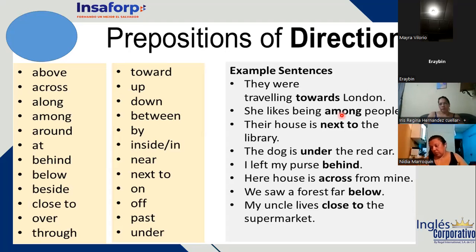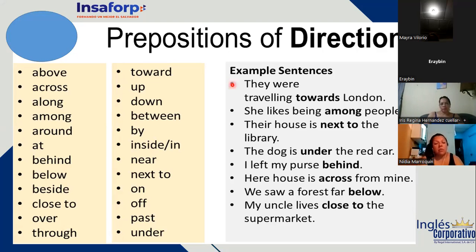So if someone asks you, how do I get to Galerías? If you are at the Savior of the World, what are you going to say? You will have to use prepositions of direction. Why? You will have to give some instructions to someone to get to the place. And here we have some prepositions which are very, very common in directions. We have the first one, which is above, across, along, among, around, at, behind, below, beside, close to, over, through, toward, up, down, between, by, inside or in, near, next to, on, off, past, under.